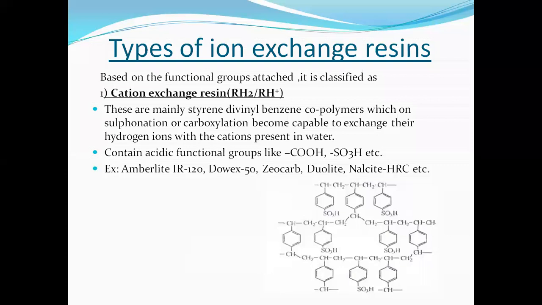These are examples of cation exchange resin: Amberlite IR120, Dowex 50, Zeocarb, Duolite, Nalcite. In the market, suppose you have an ion exchange filter at home and you want to buy cation exchange resin to fill in it. If you ask for cation exchange resin, they will not understand. So these are the market names, Amberlite IR120. If you ask for Dowex 50, they will give you Dowex 50. Similarly Zeocarb, Duolite, Nalcite.